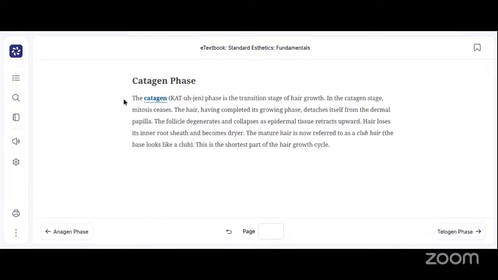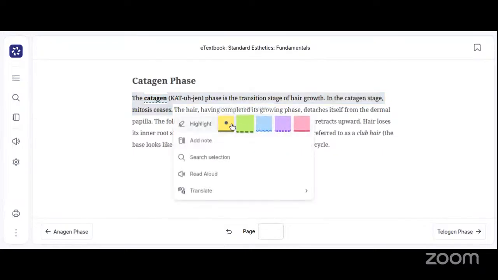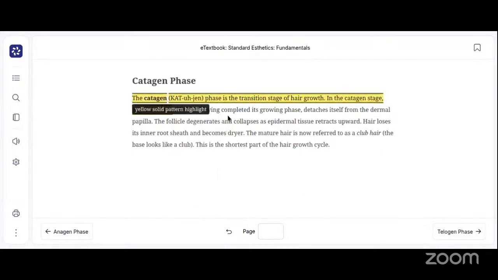Let's look at the catagen phase and let's highlight in yellow. The catagen phase is the transition stage of hair growth. This is where we start to pause and get ready for the shedding. Mitosis ceases, so the reproduction of hair is at a pause. The multiplication is at a pause. We have completed the growth phase, so anagen is over and now you're in catagen.